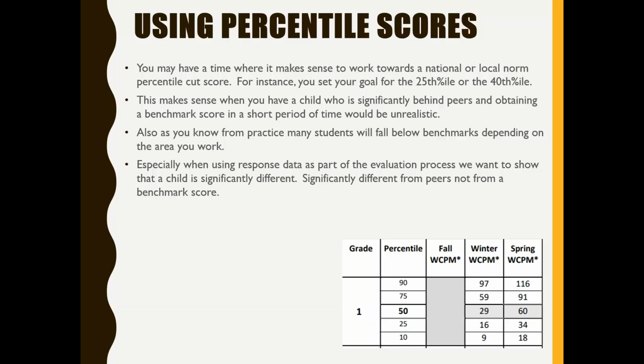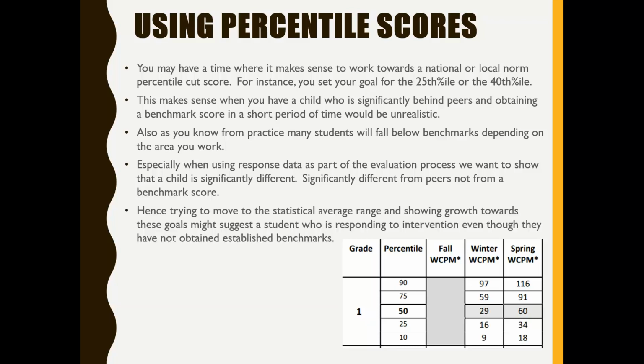Now, the benchmark score is suggesting where a child should be, but if we're going to say that a child is significantly below somebody, we really should be talking in terms of percentiles, just like we would with any of our other testing. So hence, trying to move to the statistical average range and showing growth trends, these goals might suggest a student who is responding to an intervention even though they have not obtained established benchmarks.